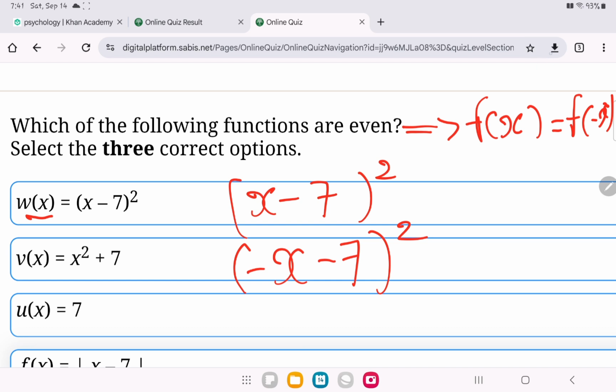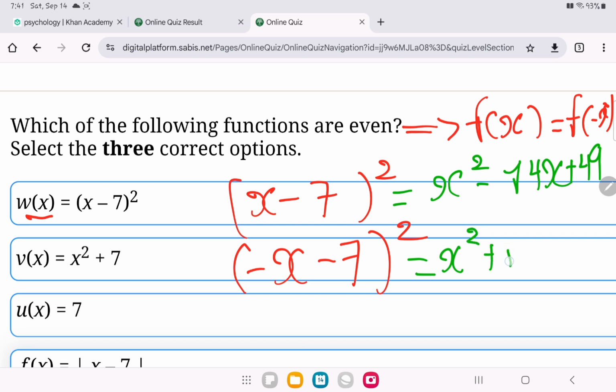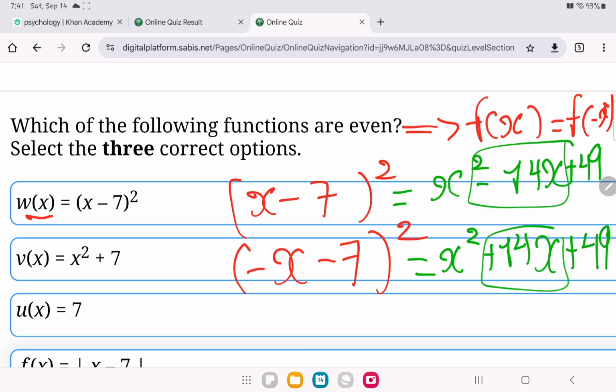So if we expand both of them, for the first one, we're gonna get x squared minus 14x plus 49. For the second one, we're gonna get x squared plus 14x plus 49. They are clearly not the same because minus 14x is not equal to 14x. So this is not even.